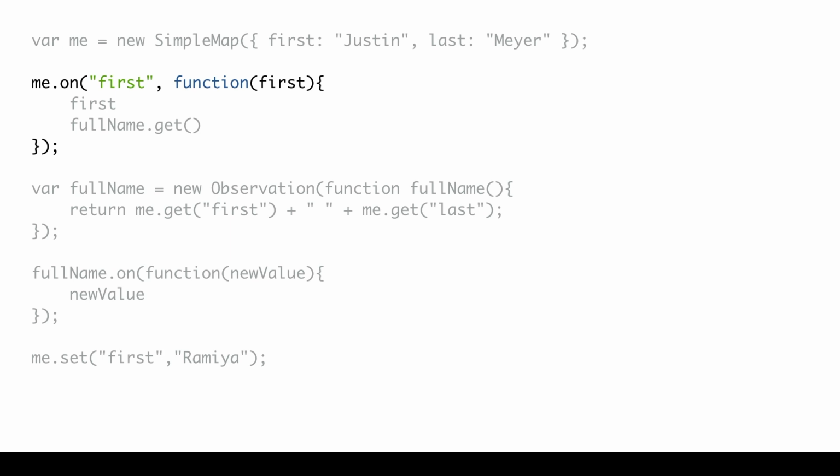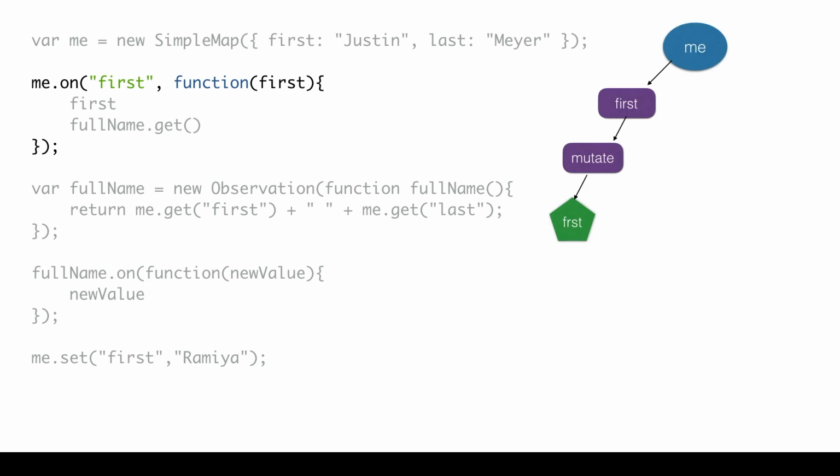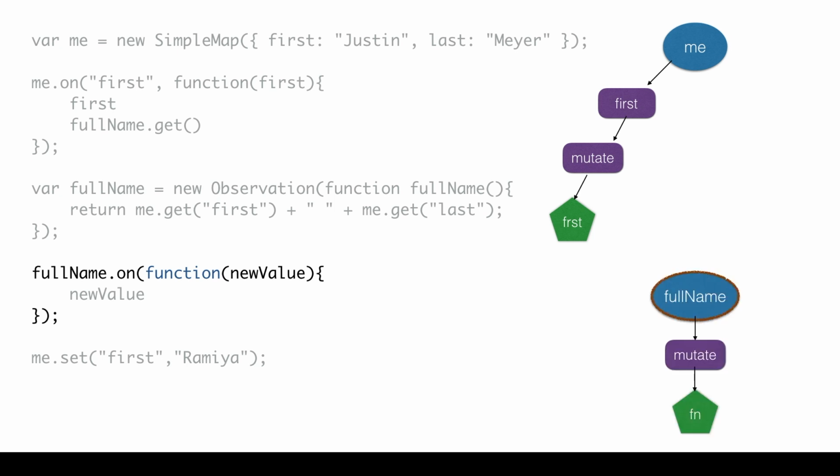After creating the me SimpleMap, we are going to register the first event handler. This will get added within me's handlers tree shown in this graph. Notice this handler is added to first's mutate branch. Next, the observation is going to be created, but nothing really happens there. But when full name on is called, that handler is going to be saved within the full name handler's key tree.